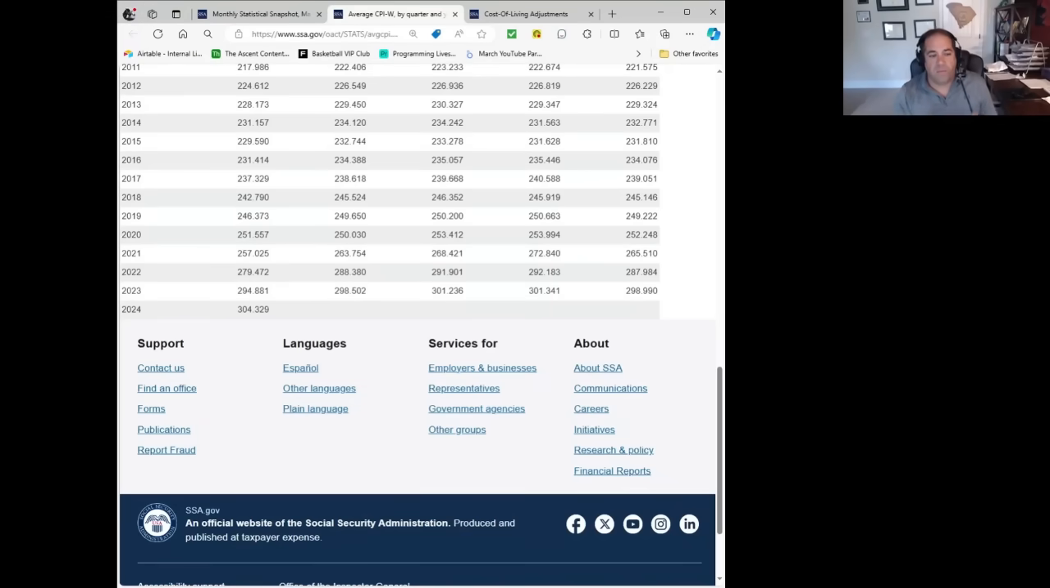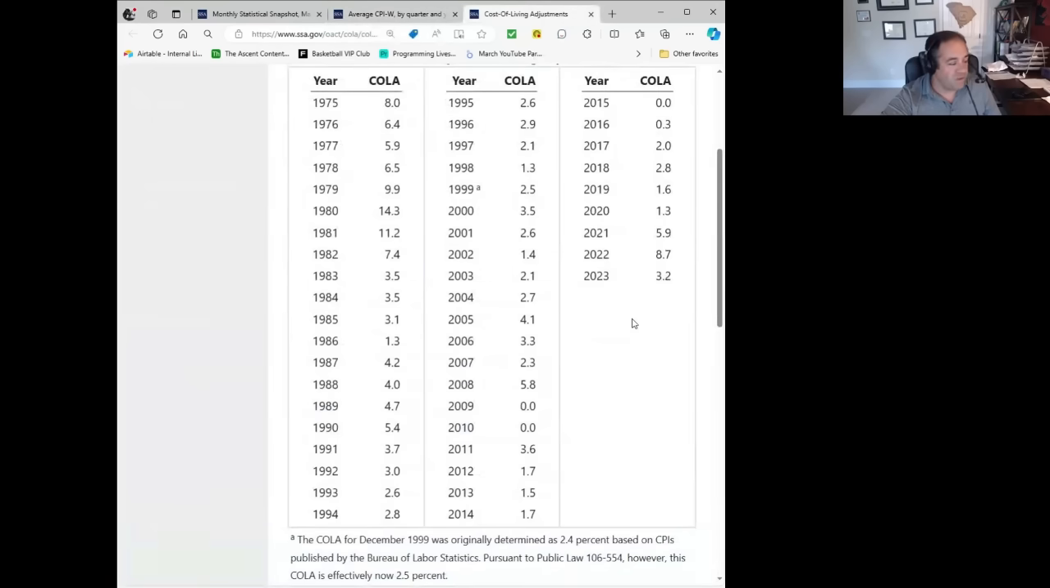But based on just what we know now, we can project. The latest projections are that retirees are going to get about a 2.6% cost of living adjustment, beginning with their benefit payment in December 2024, which of course you would receive in January 2025. So 2.6% is actually below the historic average, which is kind of a good thing right now.